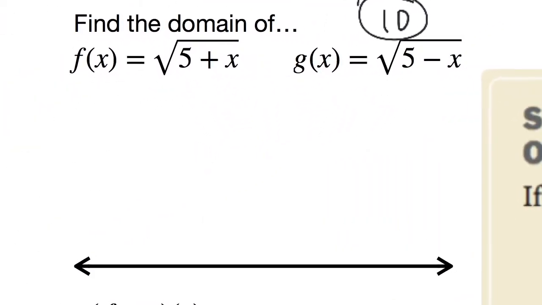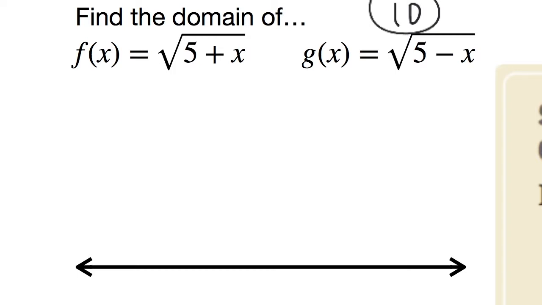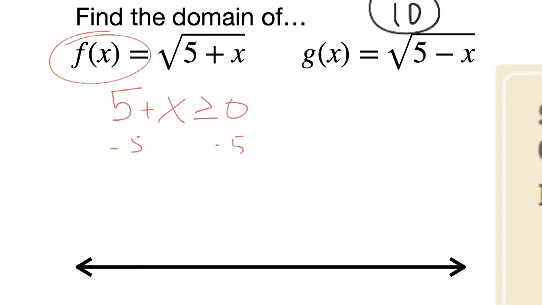Alright, let's find the domain of these functions individually. I'm going to color code them. So here, the red function, we have to make sure that 5 plus x is greater than or equal to 0. Subtracting 5, not a big deal. We get x is greater than or equal to negative 5. We can even plot that, negative 5, and shading. All of these numbers will satisfy.